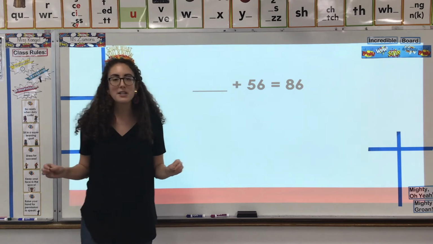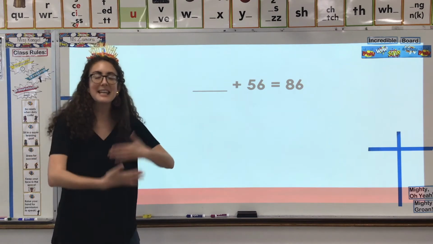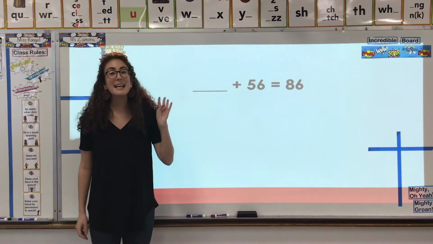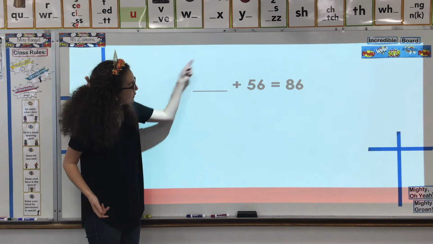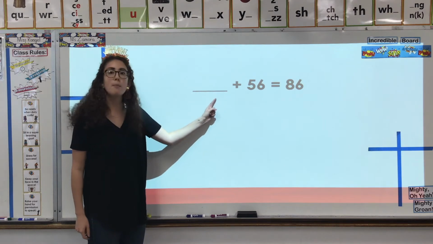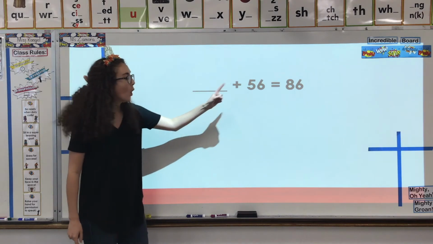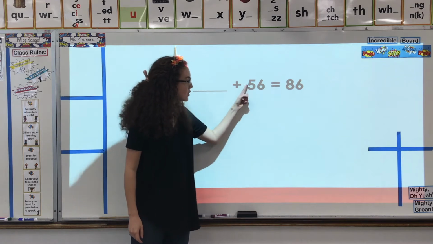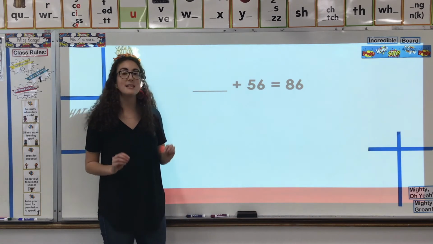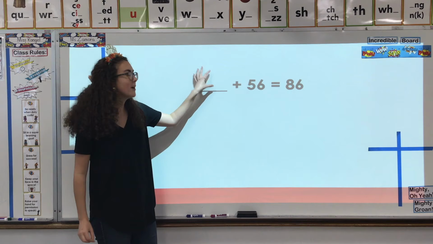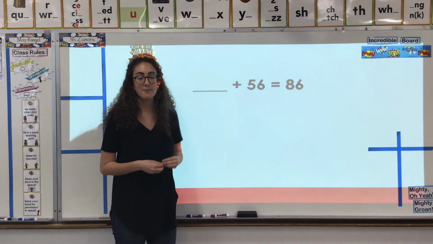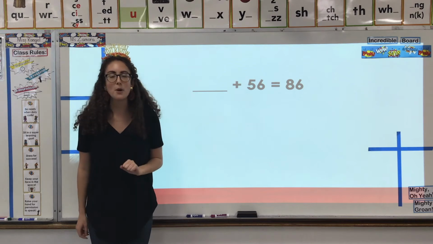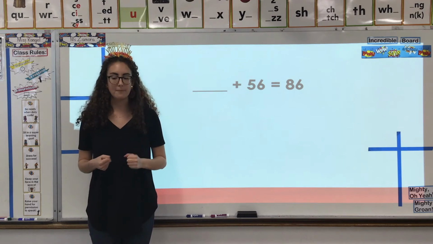The second strategy we're going to work with is skip counting. We can count by tens to solve these problems because we know we're working with our multiples of 10. We can see that these numbers only differ in the tens place. So there's a certain number of tens that we have to find. So we can skip count.